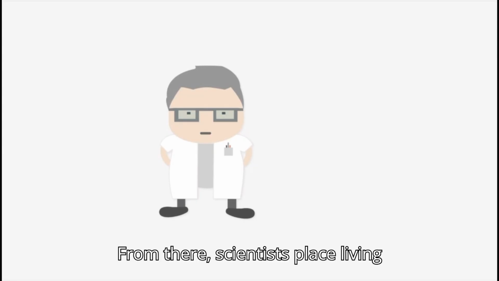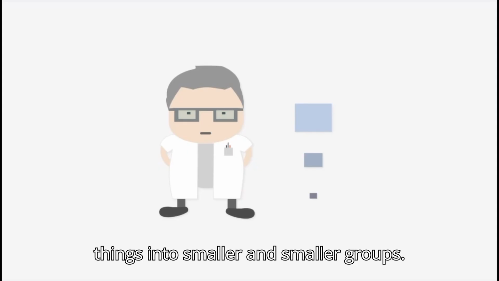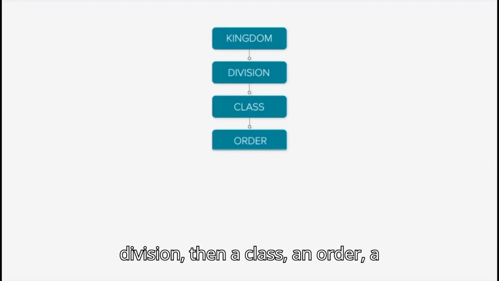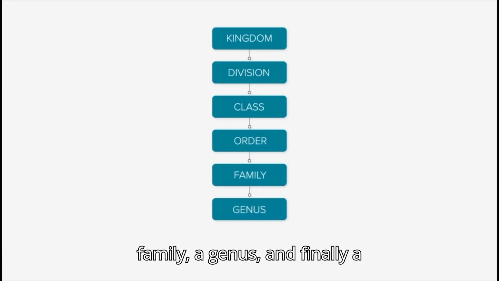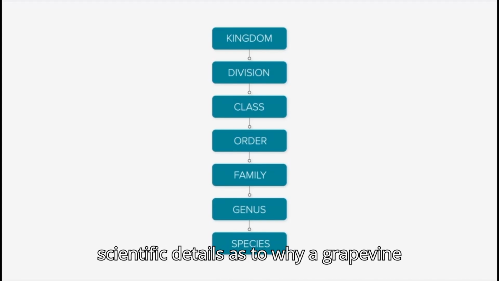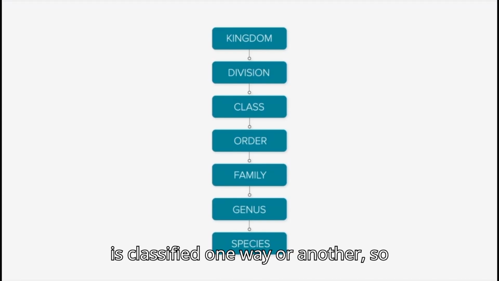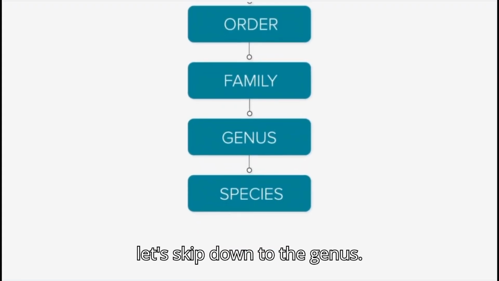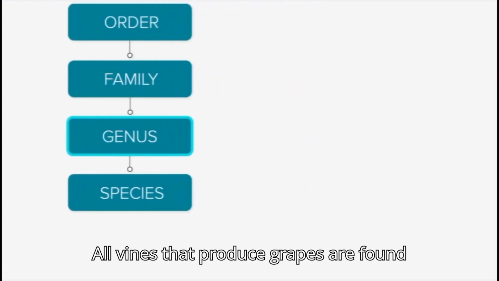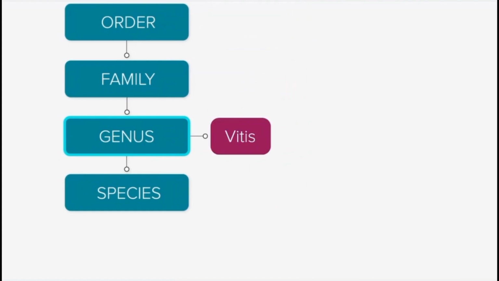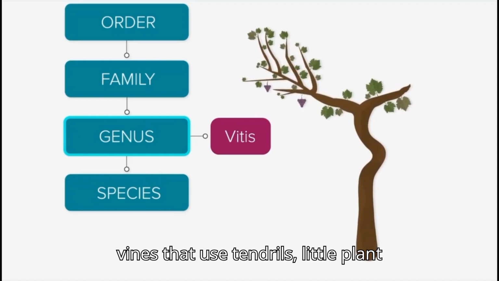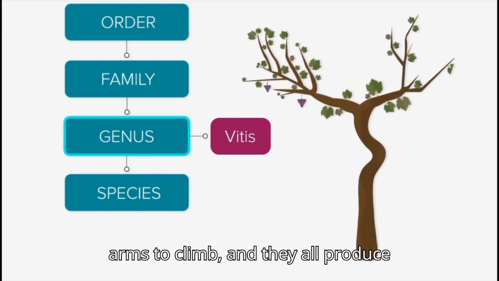From there, scientists place living things into smaller and smaller groups. The biggest group is a kingdom, then a division, then a class, an order, a family, a genus, and finally, a species. We don't need to go into all the scientific details as to why a grapevine is classified one way or another, so let's skip down to the genus. All vines that produce grapes are found in the genus called Vitis. All the plants in the Vitis genus are vines that use tendrils, little plant arms, to climb, and they all produce grapes.